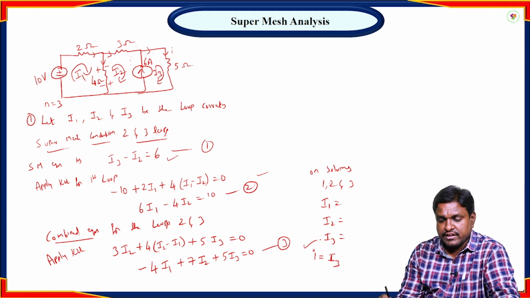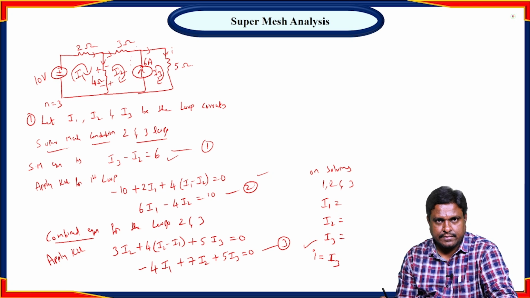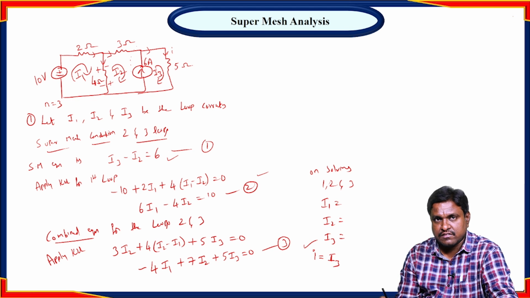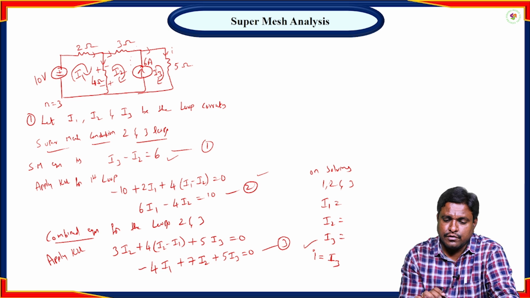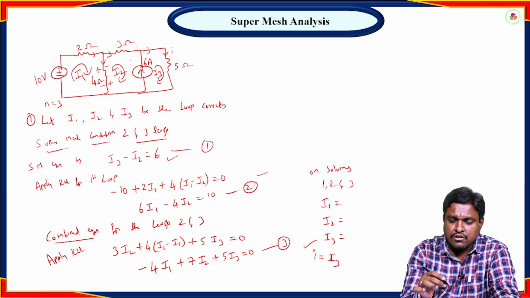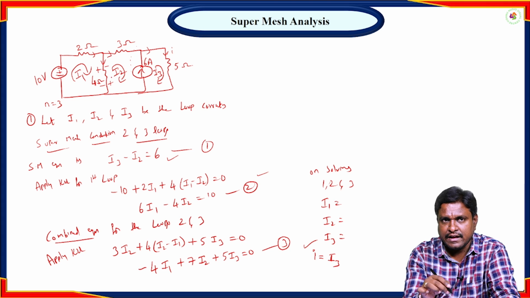So in the given question, find the voltage across 4 ohm resistor. In order to find the voltage across 4 ohm resistor, first we have to find the current passing through the 4 ohm resistor. How to find the current passing through 4 ohm resistor? Here we can see that the current passing through 4 ohms is nothing but the difference among I1 and I2.